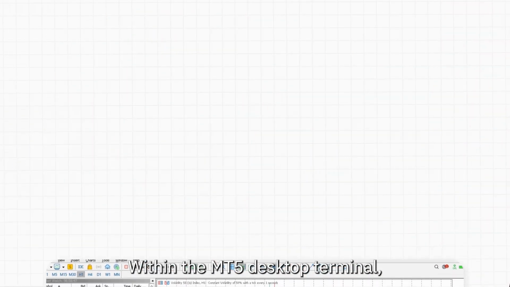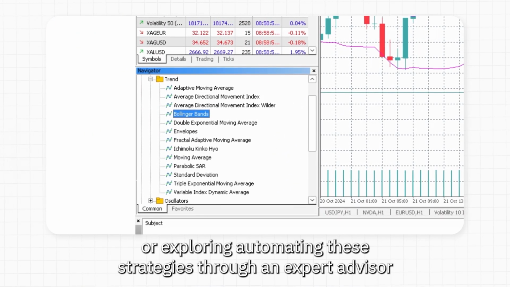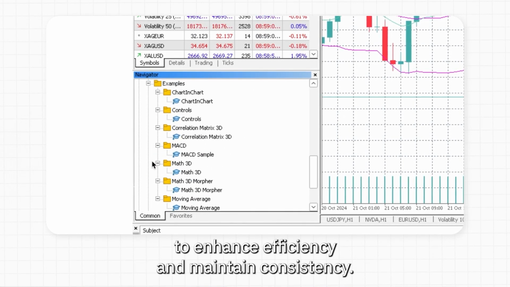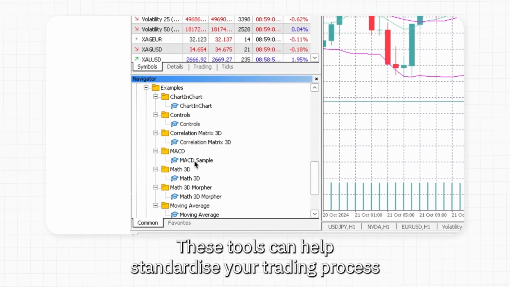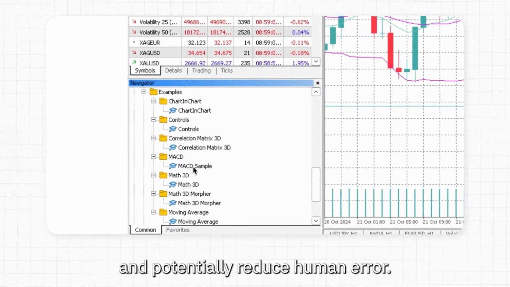Within the MT5 desktop terminal, consider implementing alerts on these indicators or exploring automating these strategies through an expert advisor to enhance efficiency and maintain consistency. These tools can help standardize your trading process and potentially reduce human error.